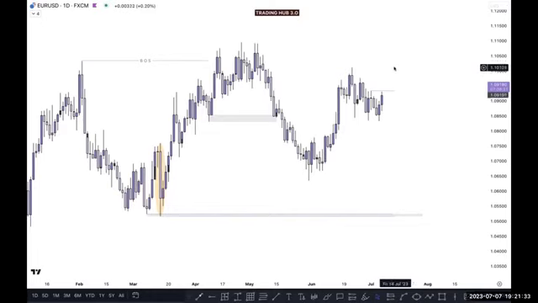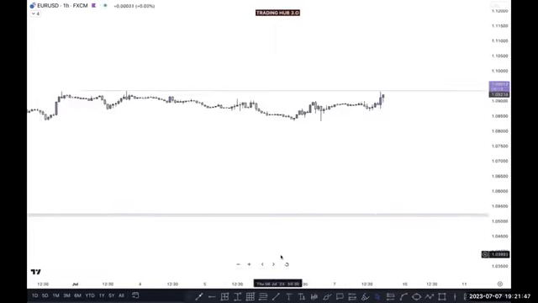Okay, so now we are going to switch to a lower time frame, because this is a higher time frame, like a daily time frame. Then you have to use at least 1 hour to trade. And also you can use 15 minutes for the trade. So I'm just using 1 hour to see exactly what is happening here.